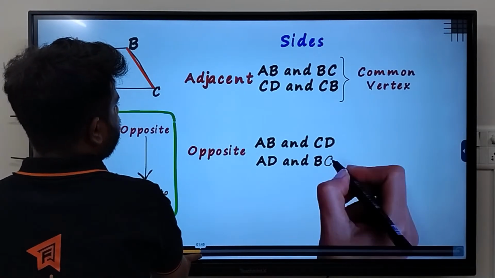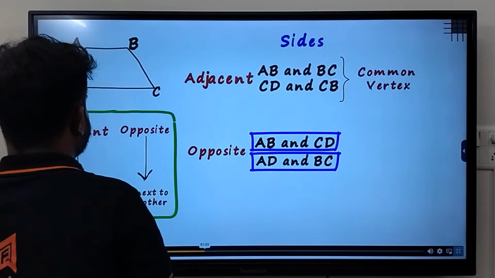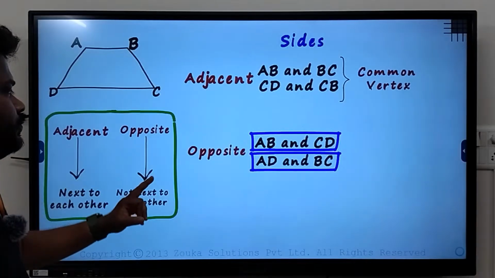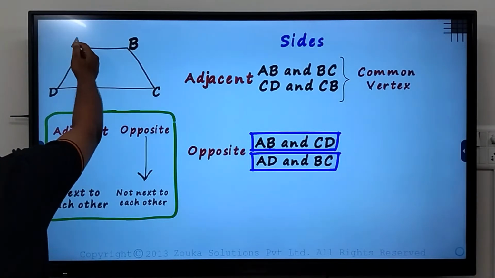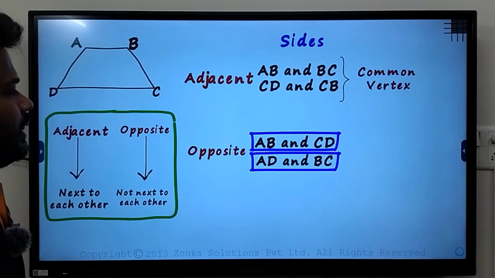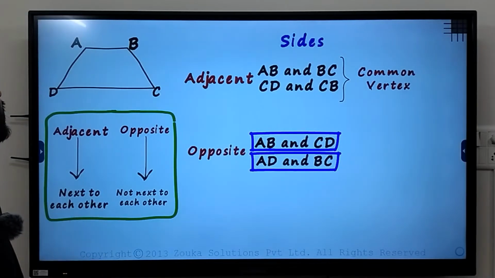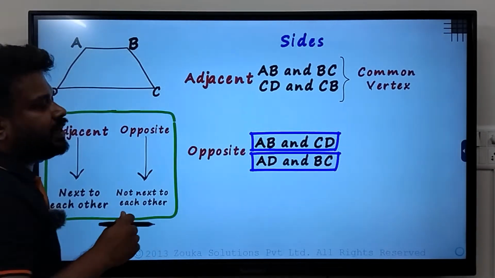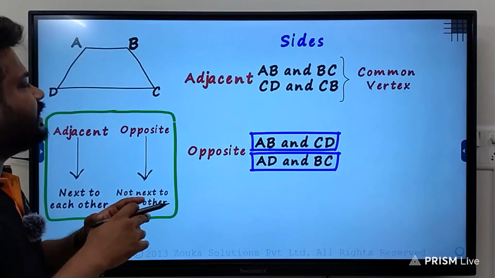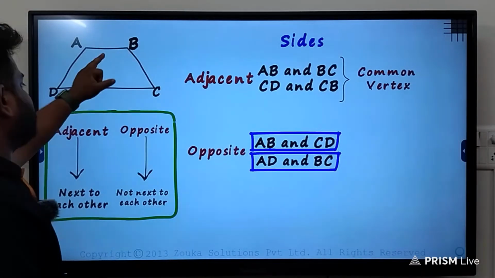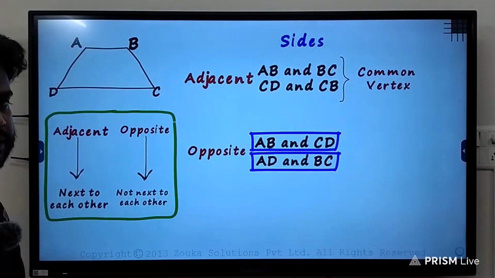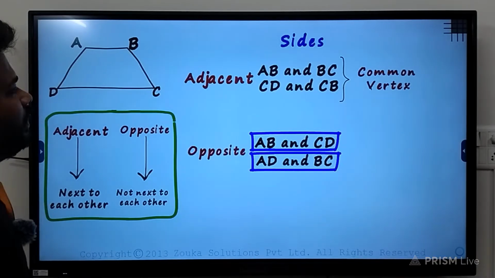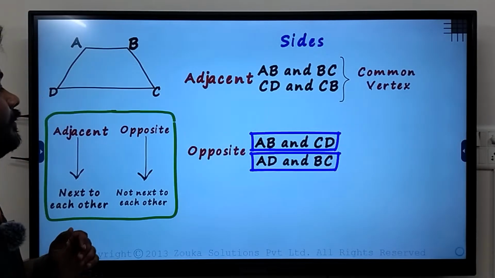We have learned that AB and DC are opposite to each other, and in the same way AD and BC are opposite to each other. Talking about adjacent, adjacent means they are joined to each other by a point, like point B. The same way BC and CD will be adjacent, AD and DC will be adjacent, and DA and AB will be adjacent.